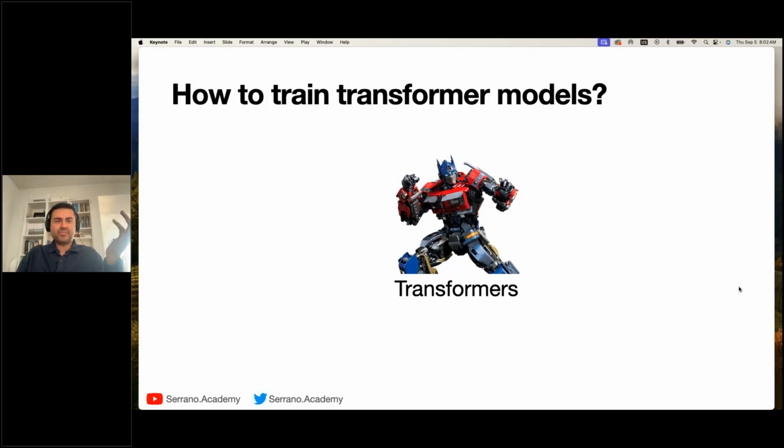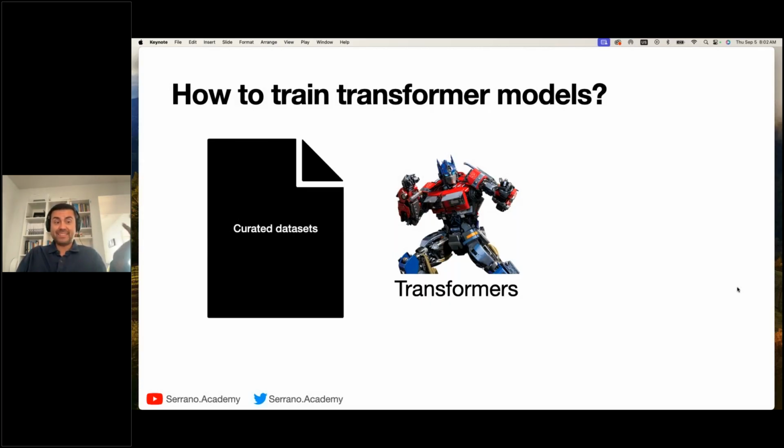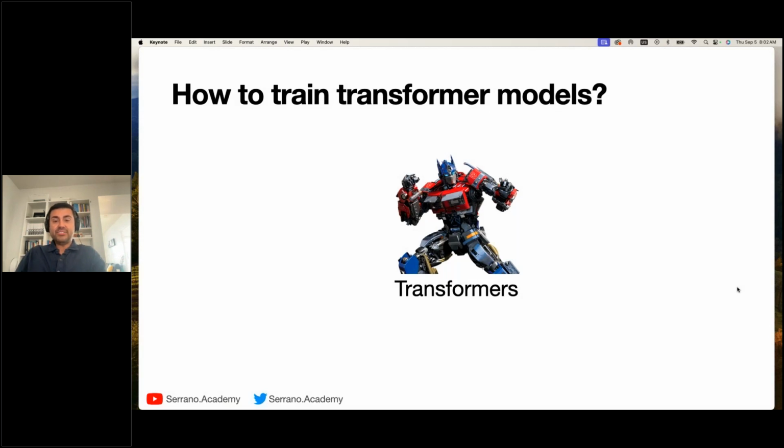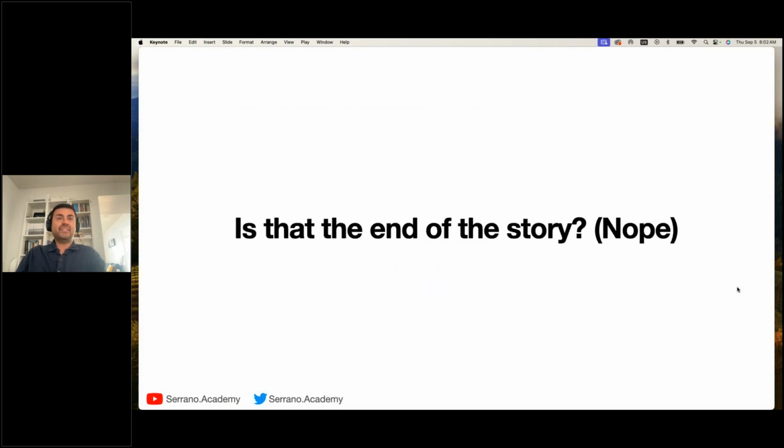So after that, the expensive part is to put a lot of curated data sets, a lot of question-answer data sets with facts and things like that, and then you train it like that. And then it's still not done, right? That's not the end of the story. Once you have your model, you still want to do some fine tuning.